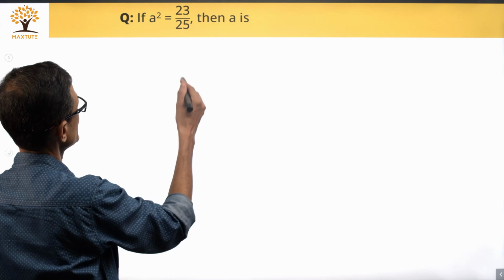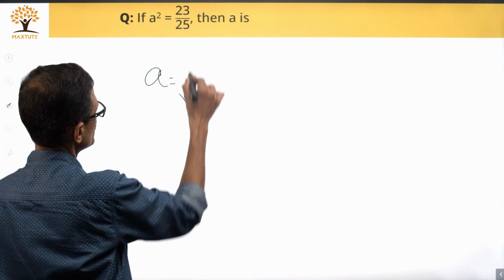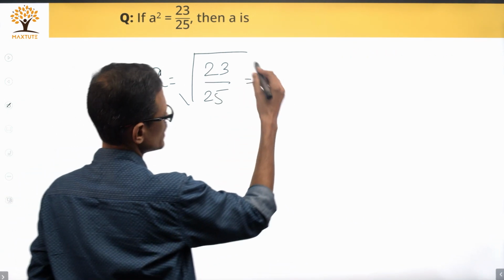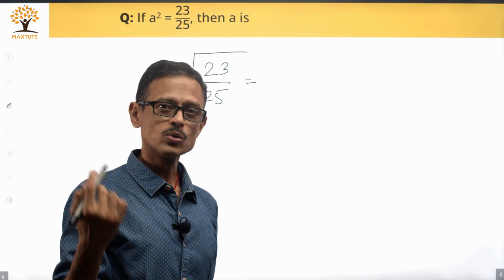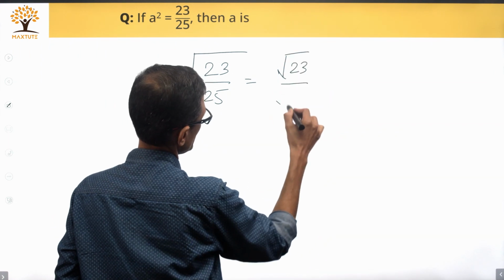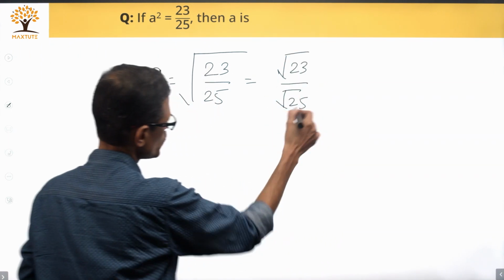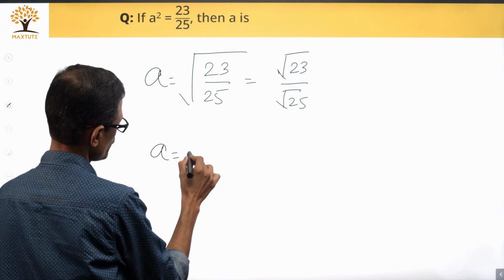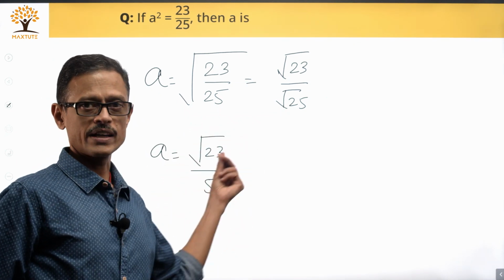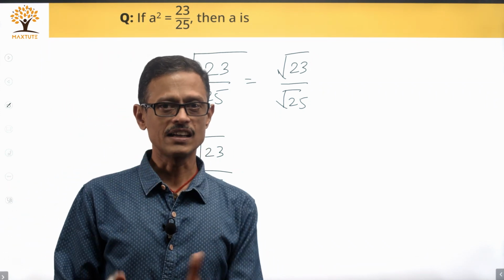If a square equals 23 upon 25, a is equal to square root of 23 divided by 25, which, root of x by y is root x by root y. So this is equal to root 23 divided by root 25. Root 25 is equal to 5. So a is equal to root 23 divided by 5. This is not a perfect square. So root 23 is an irrational number.